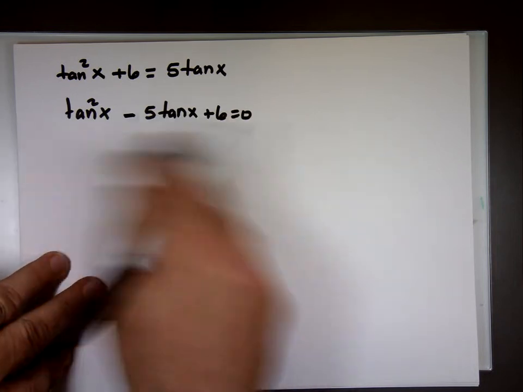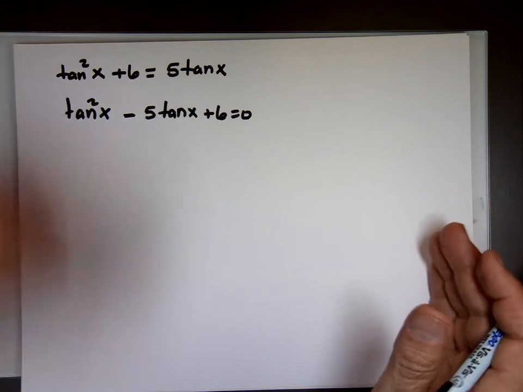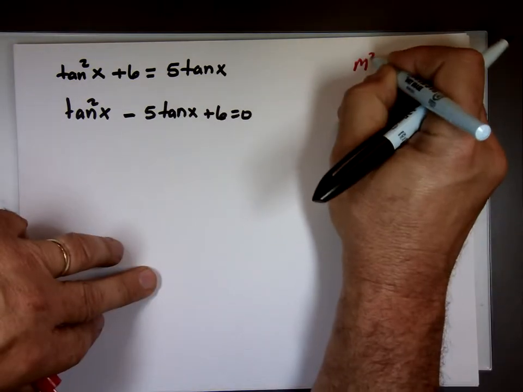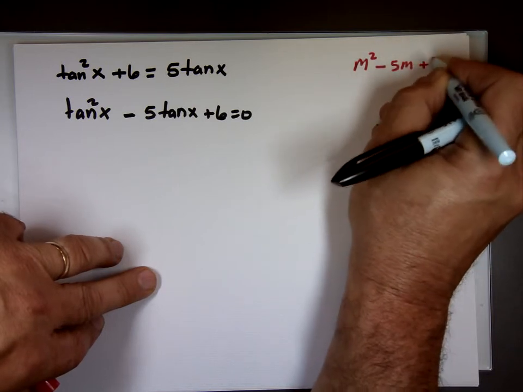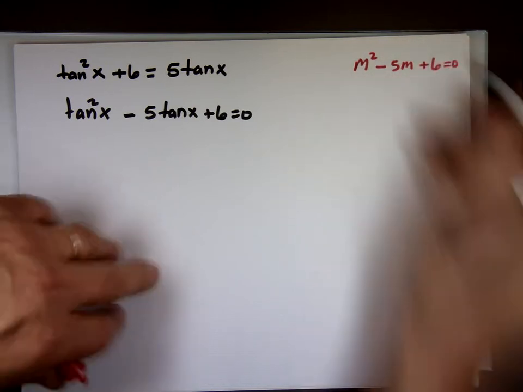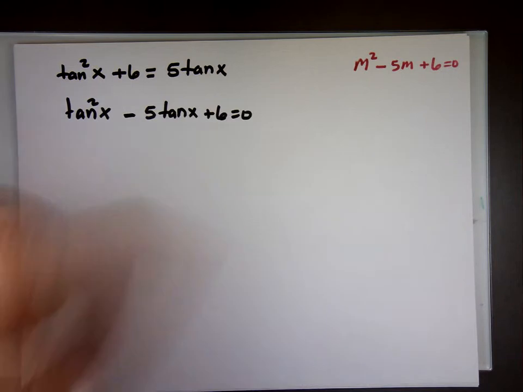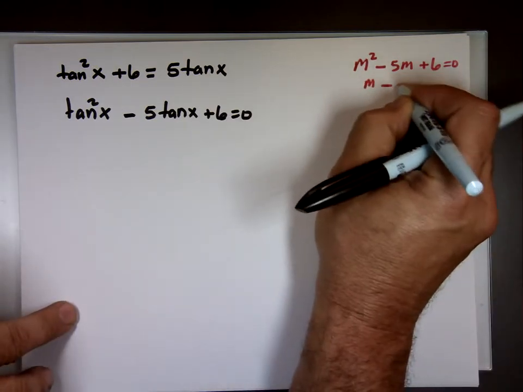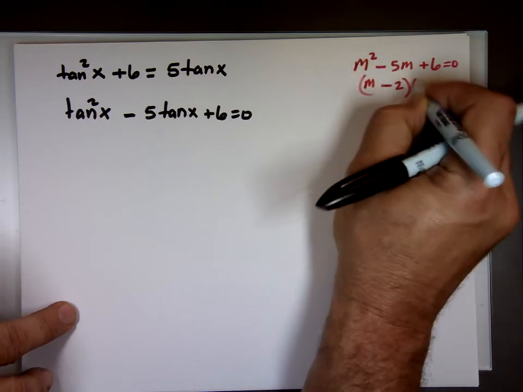Again, if you treat tangent x as like m or some letter there, you can write this problem as what? m squared minus 5m plus 6. If you treat tangent x as m, can you factor that? It's m minus 2 times m minus 3, right?